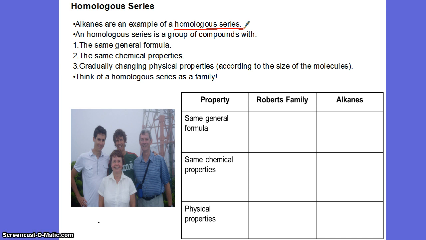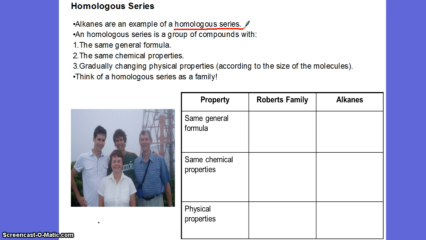So as it says here, there are three key properties that you need to know about a homologous series. They have the same general formula, they have the same chemical properties, and they have gradually changing physical properties, which depends on the size of the molecule. Now, you need to know all three properties of a homologous series.